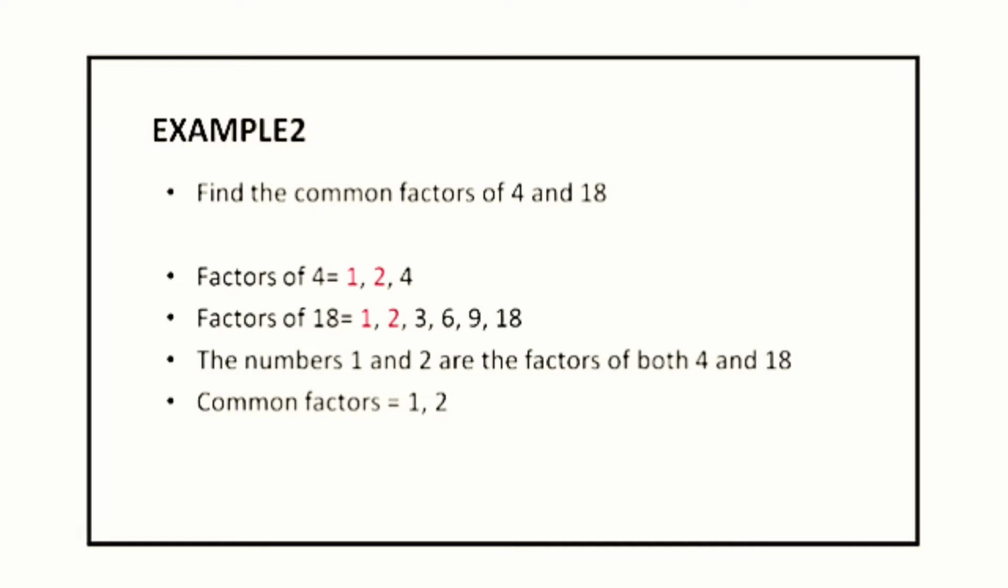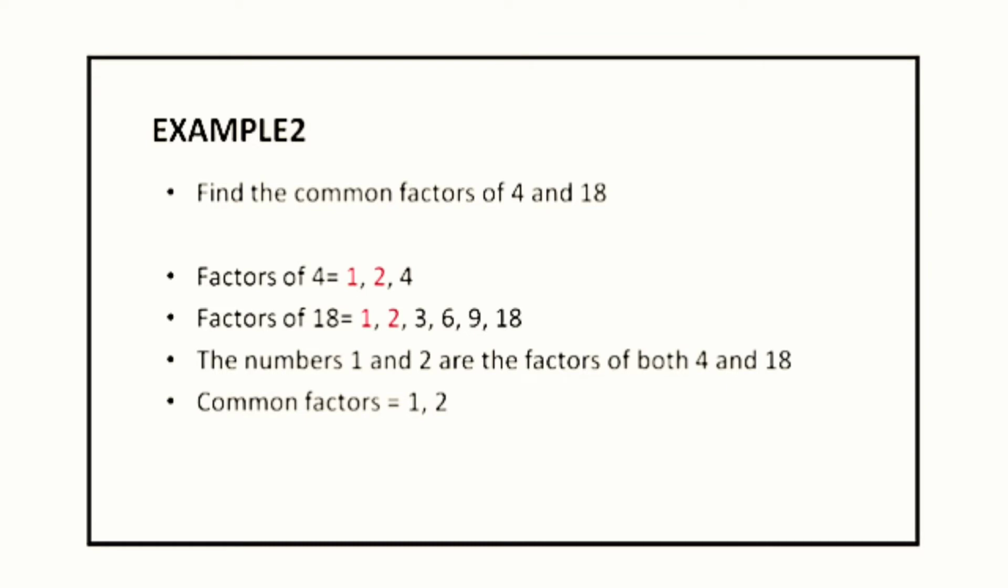Example 2. Find the common factors of 4 and 18. As done before, write down the factors of each number. Step number 2, determine the common factors of both the numbers, and those will be the common factors of 4 and 18. The factors of 4 are determined as 1, 2 and 4.